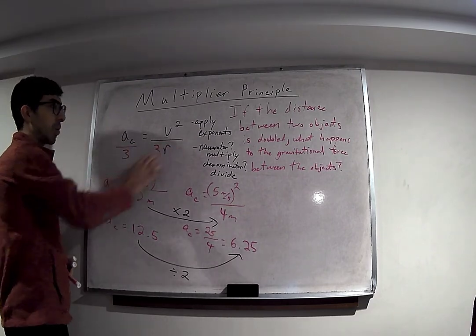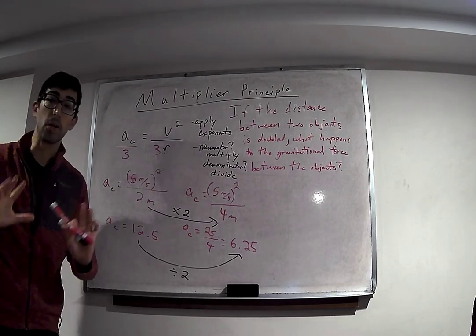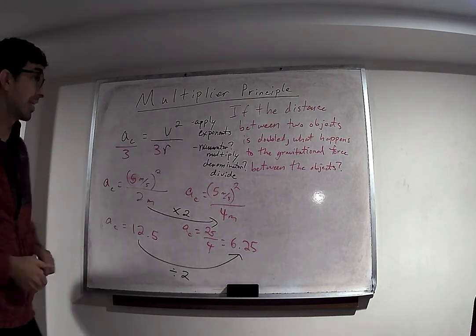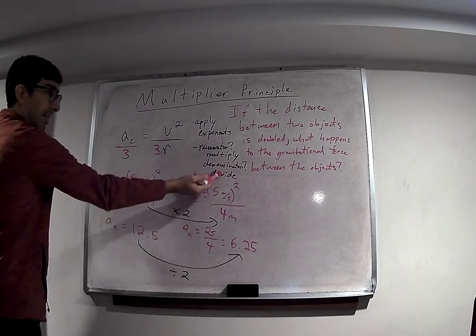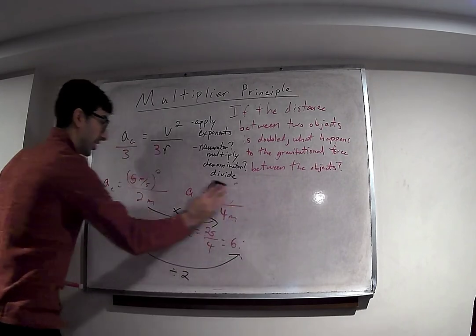Notice there's no exponent here, so we don't have to worry about applying exponents. But when we're multiplying variables, apply exponents. If it's in the numerator, multiply. If it's in the denominator, divide. That's our rule. Let's look at a more complicated situation like this.